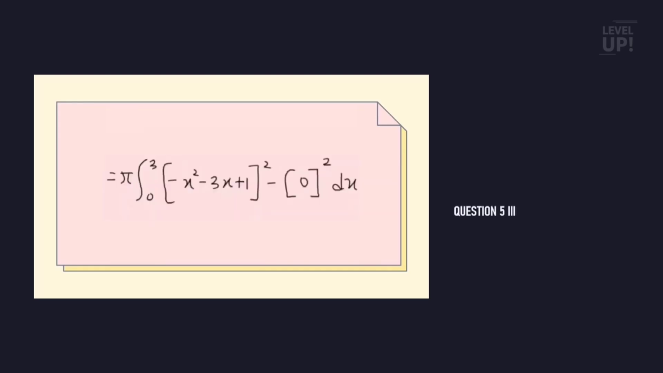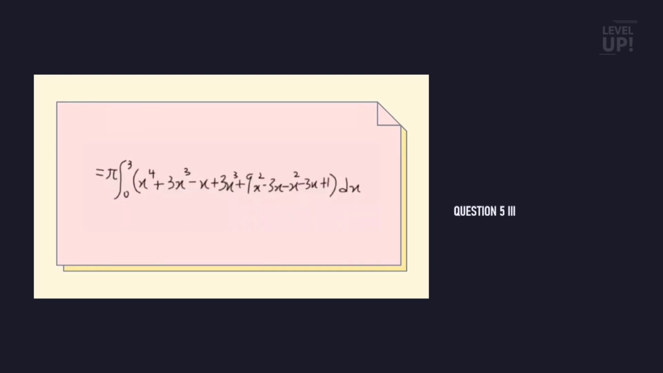And expand both f(x) and g(x). From the expansion, we get x to the power of 4 plus 3x cubed minus x plus 3x cubed plus 9x squared minus 3x minus x squared minus 3x plus 1 dx. Before we integrate, we must simplify. So we get x to the power of 4 plus 6x cubed plus 8x squared minus 7x plus 1 dx.